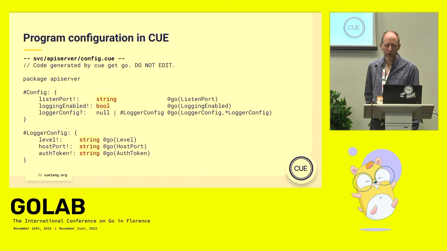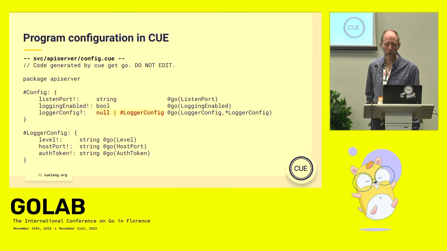You can see that Q has string and bool types, as you might expect from a language that has the JSON data model at its heart. We can see that the logger config field, which is a pointer in Go, has been translated to what we often call a disjunction, a set of possible alternatives. Here, we can see that the logger field can be omitted entirely, that's the question mark, specified as null, or provided as a struct. And although technically accurate, that's perhaps not what we actually want.